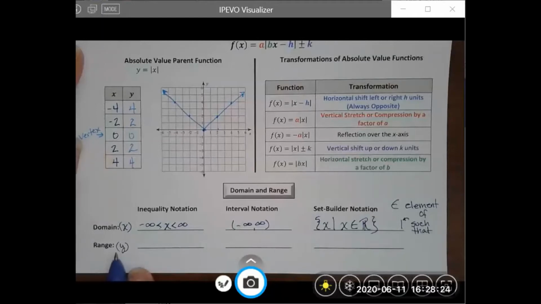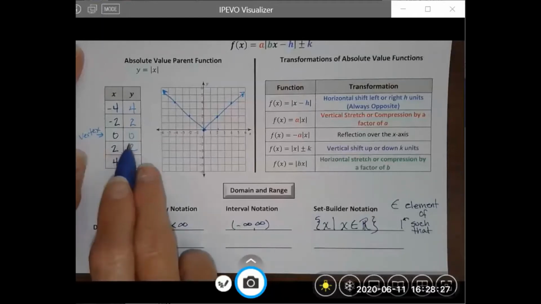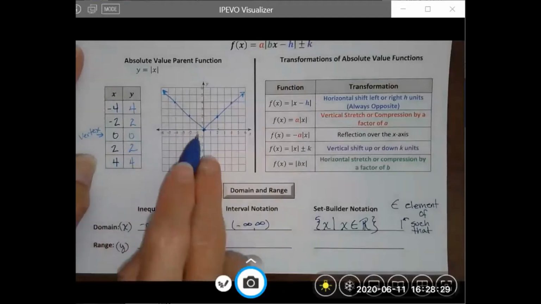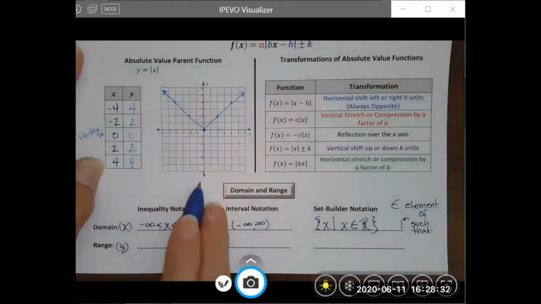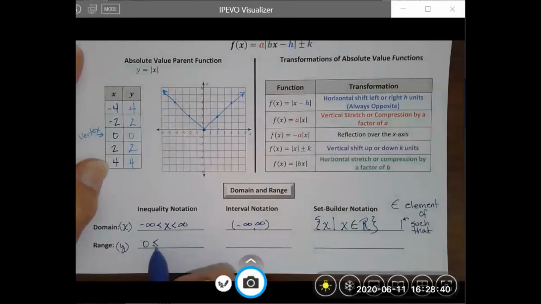If I look at the range, as we said up above, because my vertex is at 0, 0, I change directions. My y values never enter a negative range, so 0 is actually my lowest y value. And I do actually touch it, so my y values are going to be greater than or equal to 0. And I'm going to go up forever, so I would say that the y values have to be less than infinity.